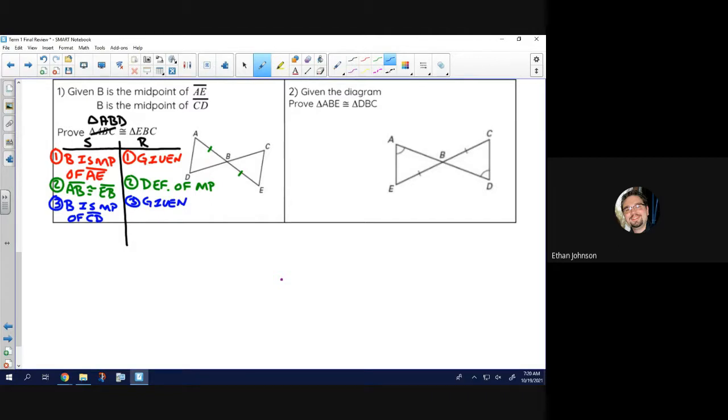Once again, vocab word. So I know it's going to be definition of midpoint. So B splits CD in half. So CB, as I write AD, CB is congruent with DB. And once again, I'll mark it on the diagram.